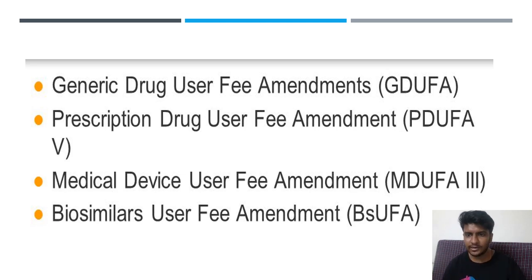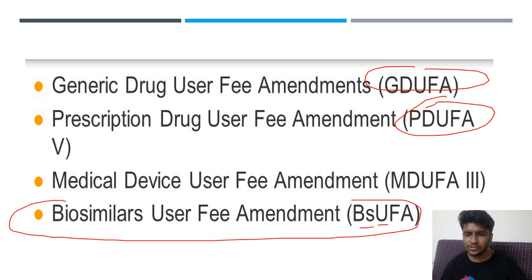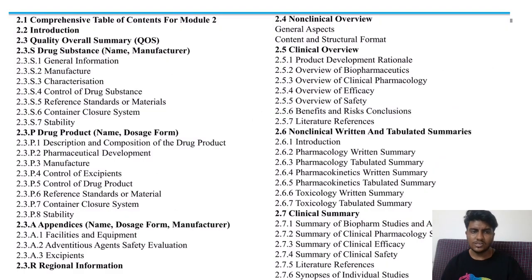And this is the important one, GDUFA and PDUFA that I was talking about. For ANDA, we have the Generic Drug User Fee Amendments, and for NDA or 505(b)(2), we have the Prescription Drug User Fee Amendments, right? Similarly, for biosimilars, we have BsUFA, the Biosimilar User Fee Amendments, and for medical devices, we have MDUFA, the Medical Device User Fee Amendments 3. There are different GDUFA 1, GDUFA 2, but due to lack of time we cannot go much into detail. But you should know about GDUFA 1 and 2 and the difference between them: filing, application, fees, procedures and all. So this is all the comprehensive information for the CTD that I wanted you all to know.